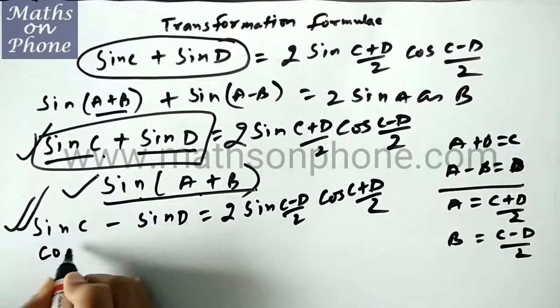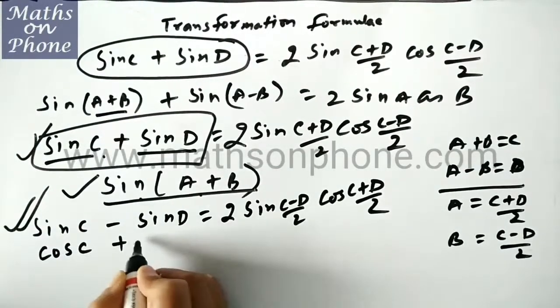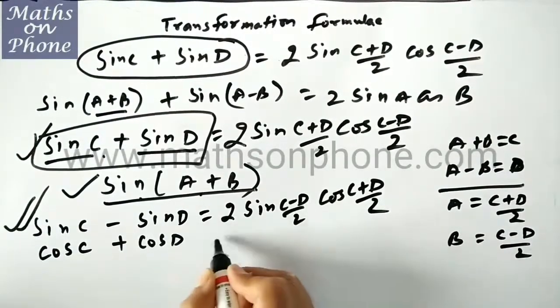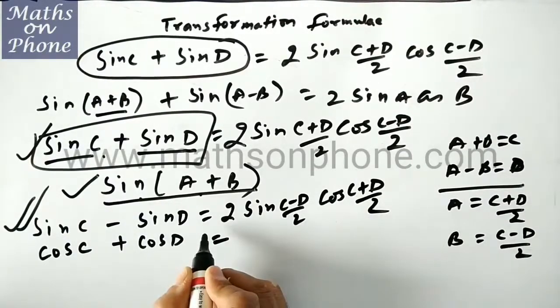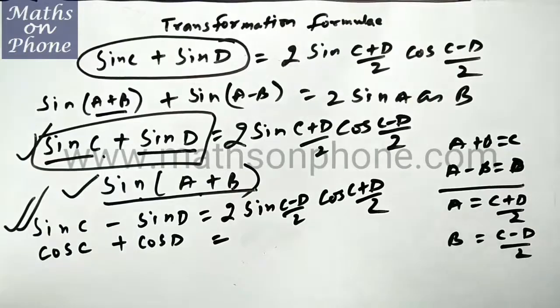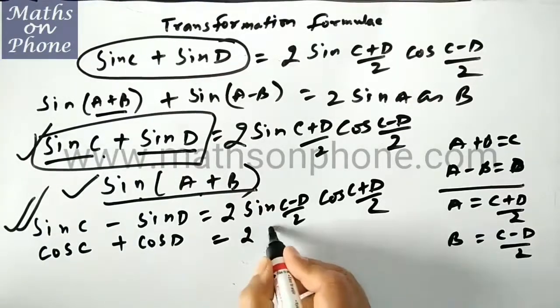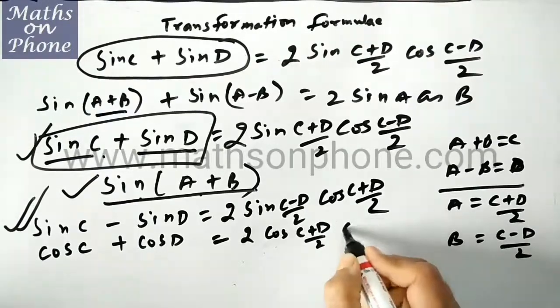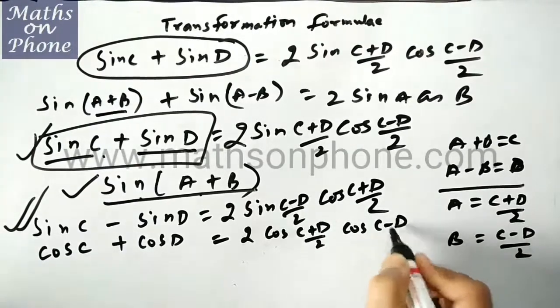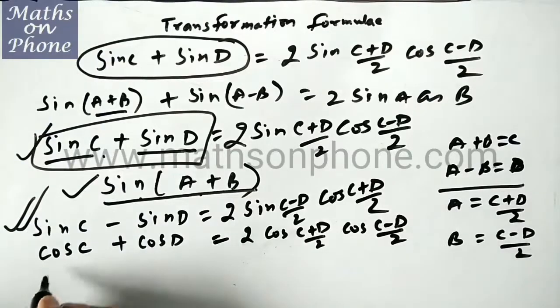Now if I just write cos C plus cos D, what is that? In the case of cos, either both the coses are together or both the sines are together. So it is 2 cos (C plus D)/2 into cos (C minus D)/2. Very easy way to remember.